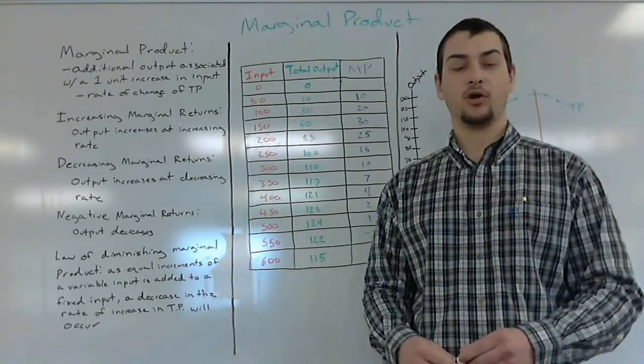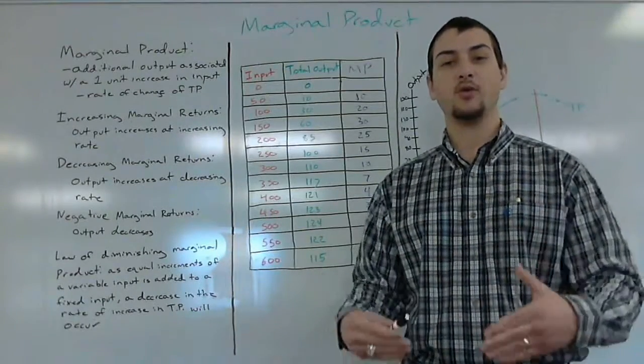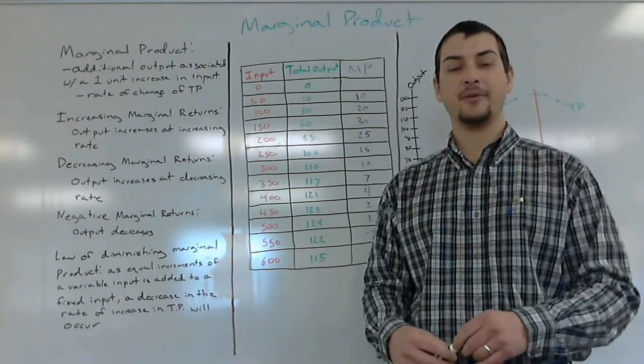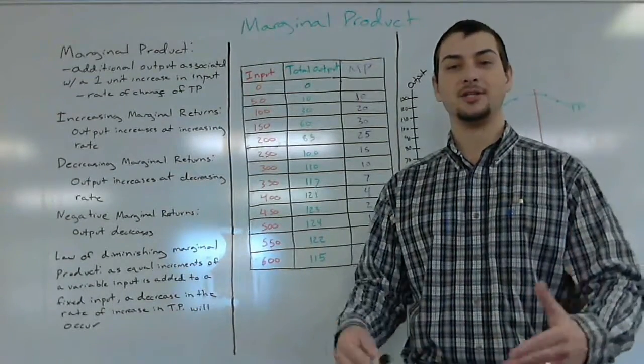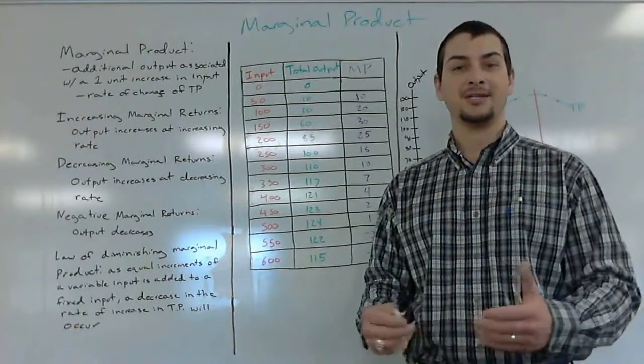The law of diminishing marginal returns basically states that you can keep adding more inputs and total product may increase, but you're not going to have the same impact from each additional variable input as you did in the beginning.